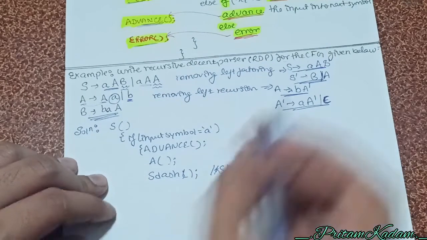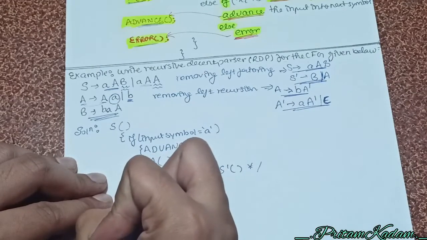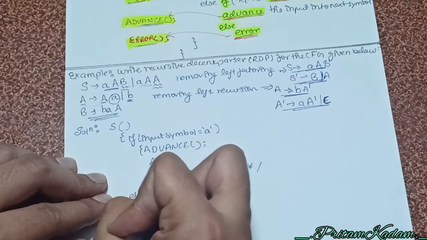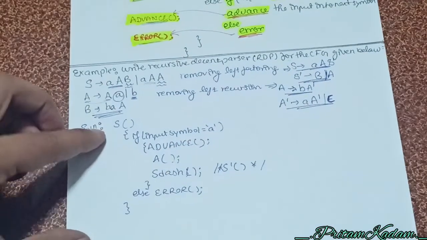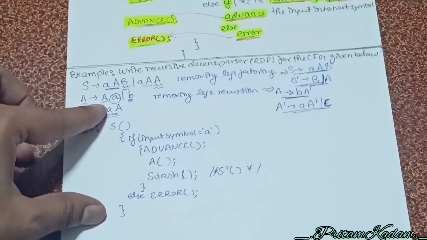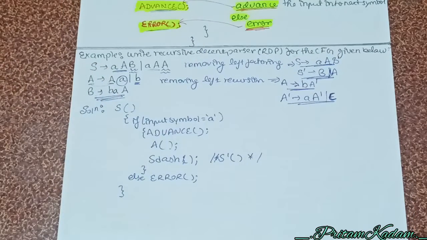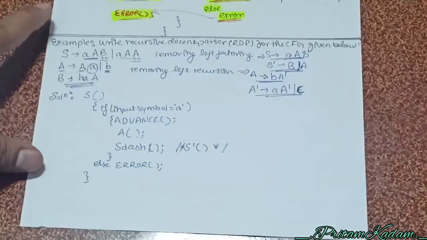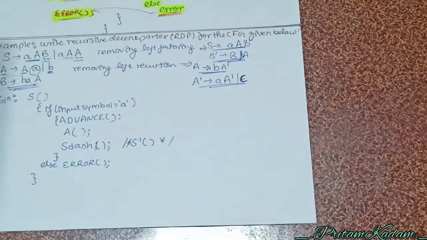Now if this was not true, then there would be an error. So in the else part I will call the error function. We have created the RDP for the S production. Now we will see for the S dash, then we will complete for A dash and B. Let us go ahead.